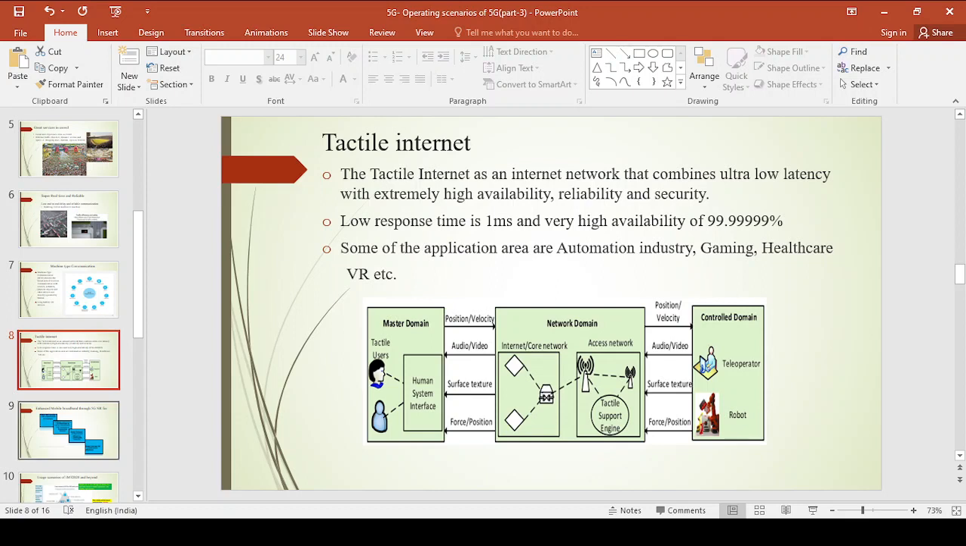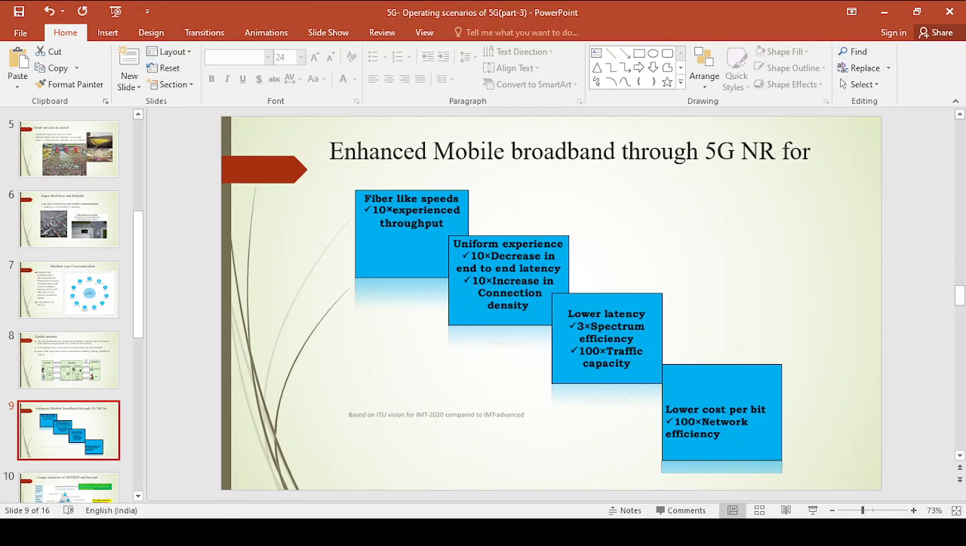And coming to the next slide, we have enhanced mobile broadband through 5G new radio, right? Why we require enhanced mobile broadband, that we will see in this slide. Now as I have said, the 5G should support improved spectral efficiency. That spectral efficiency should be 3 times if you compare with 4G. Now it should handle more traffic. As I have said in the previous slide, the 5G should handle more amount of traffic. That traffic should be 100 times if you compare with the previous generation.